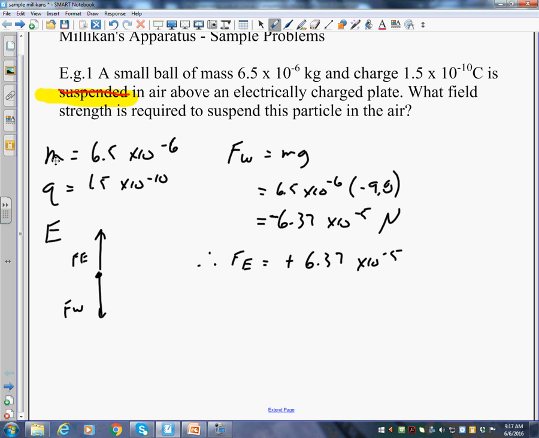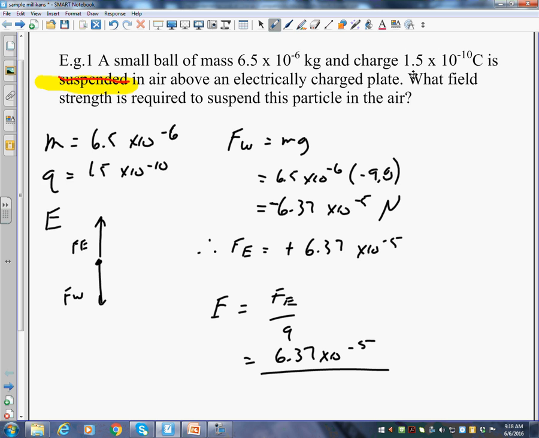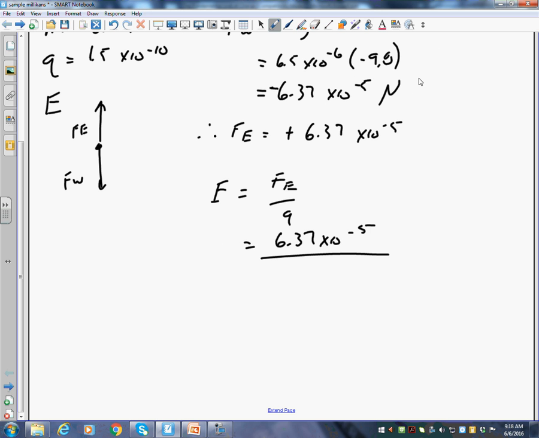Okay, so what field strength? Now I'm going to solve for E. E equals Fe over Q. Fe is 6.37 times 10 to the minus 5. Charge is 1.5 times 10 to the minus 10. Okay, so here's the double scientific notation. I'm just going to pause there and let you pull out your calculator and try to get the answer because you need the practice on it.